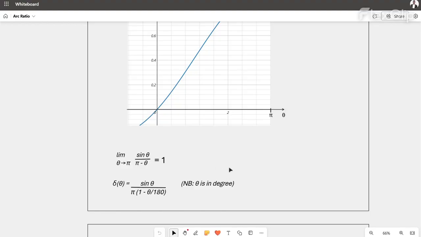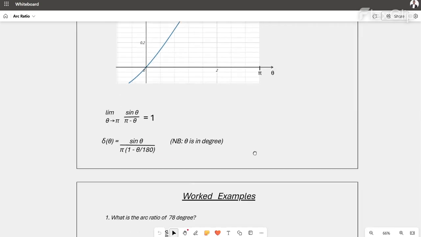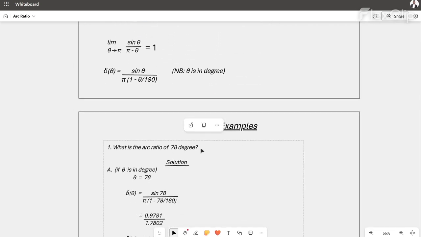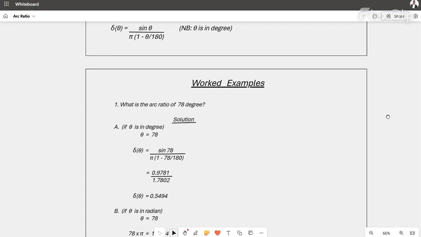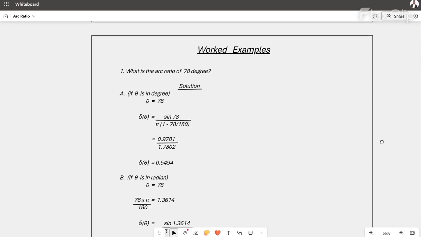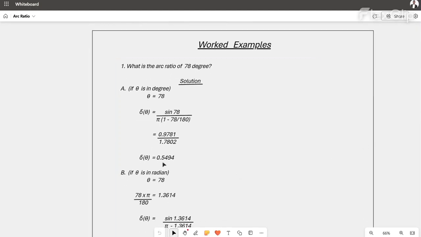Now let's look at worked examples and see how this function behaves in action. The first question says, what is the arc ratio of 78 degree? Now solution. In this solution, we will solve this question in two ways. The first way is that we will solve it in degree, and the second way we will solve it in radian, to see if we arrive at the same result at the end of each solution.